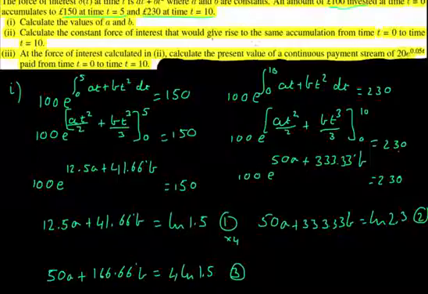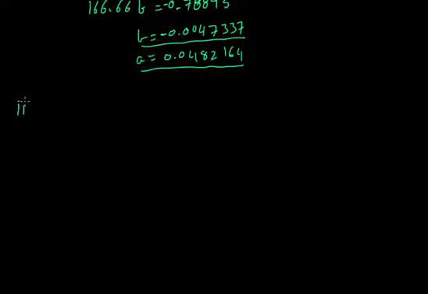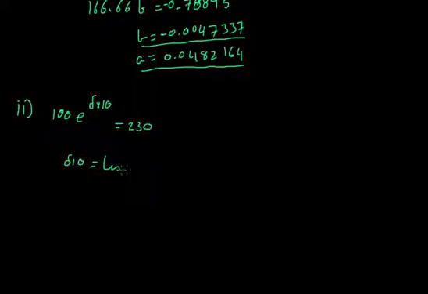Calculate the constant force of interest that would give rise to the same accumulation value from time 0 to time t equals 10. So it's saying that if we start with 100, at what force of interest, over 10 years, it's going to be equal to 230 pounds. So all that's going to be is divide everything by 100, take the natural log. So delta 10 is equal to ln 2.3, because 230 divided by 100 is 2.3, and then we can just divide everything by 10.